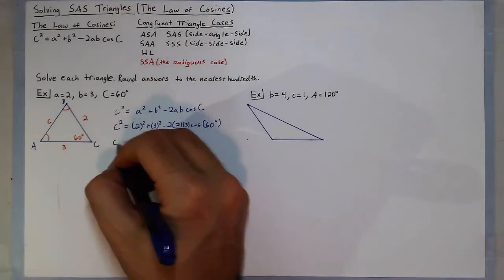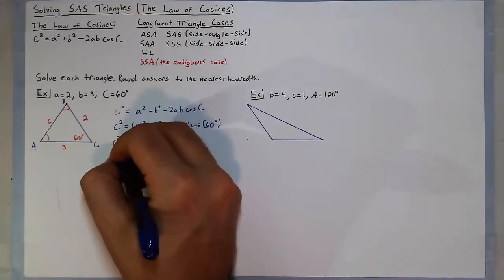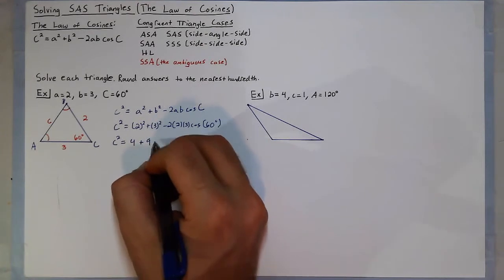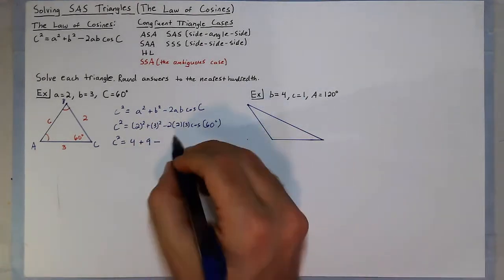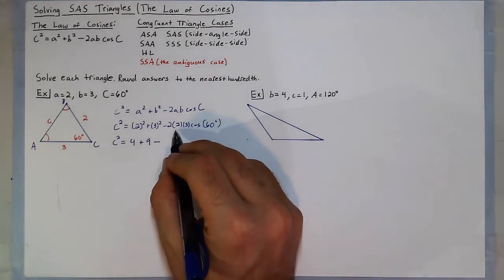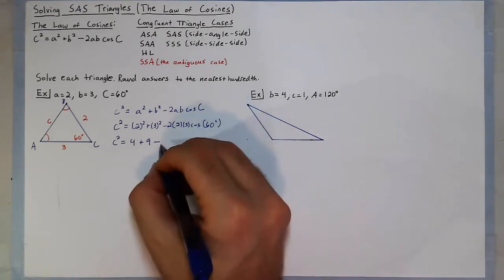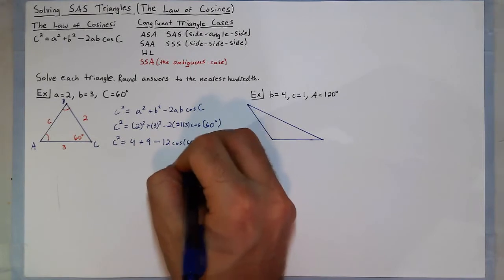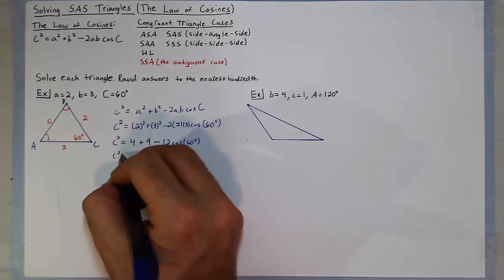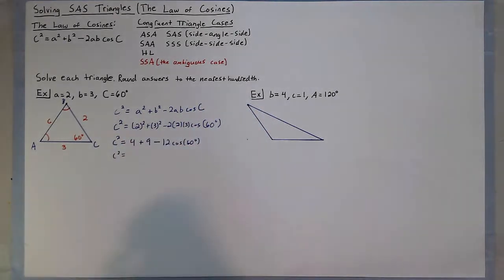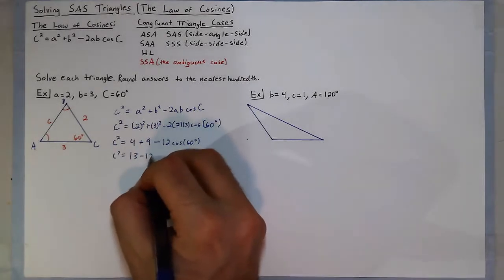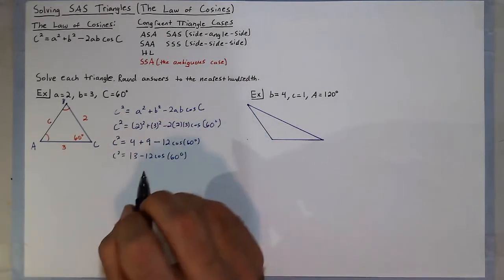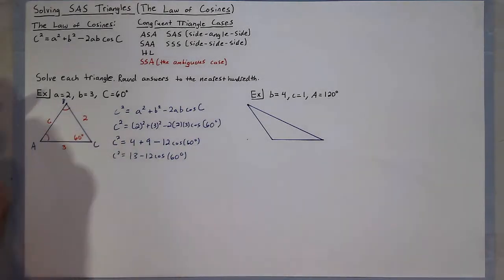So as I go through, I'm going to plug these in. So C squared will be equal to 4 plus 9 minus 2 times 2, which is 4, times 3, so 12, cosine of 60 degrees. C squared will equal 13 minus 12 cosine of 60 degrees, which I will now plug in.